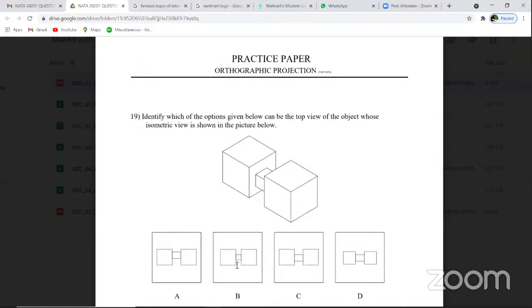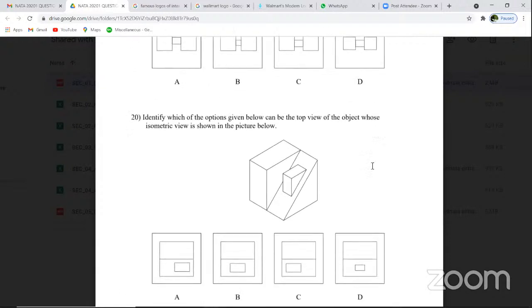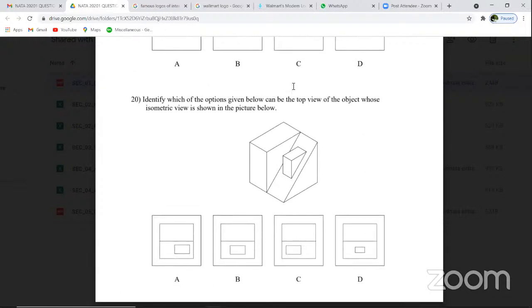What do you guys think? I think B is correct. Option C only. The middle part looks like a cube only. It does. Okay. Give me a second. Try this.